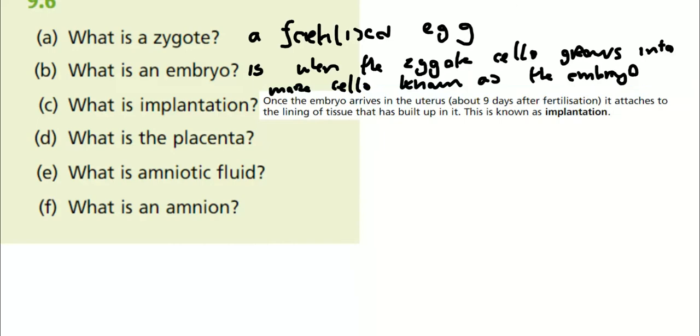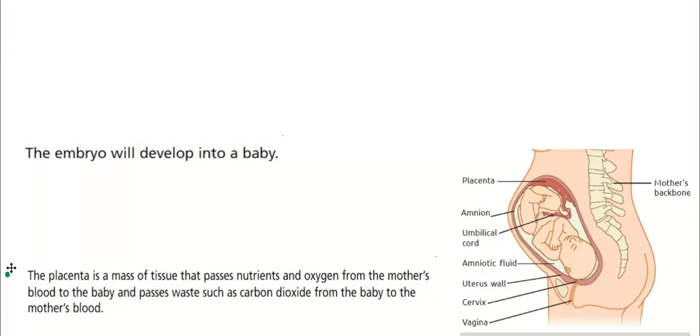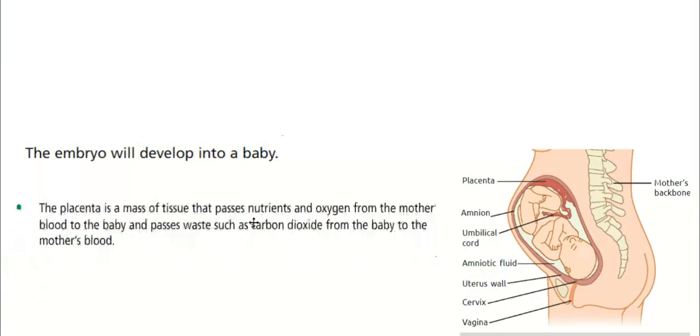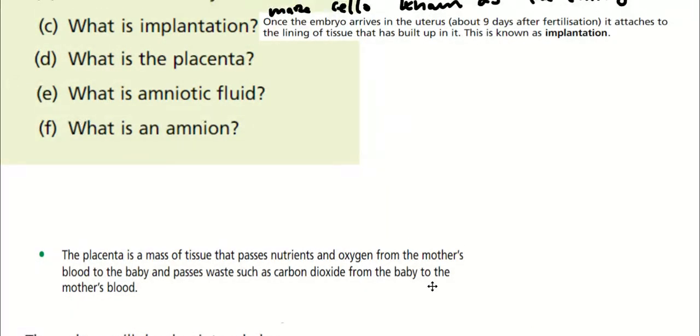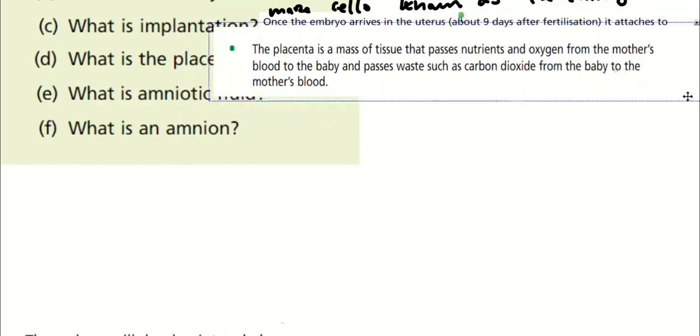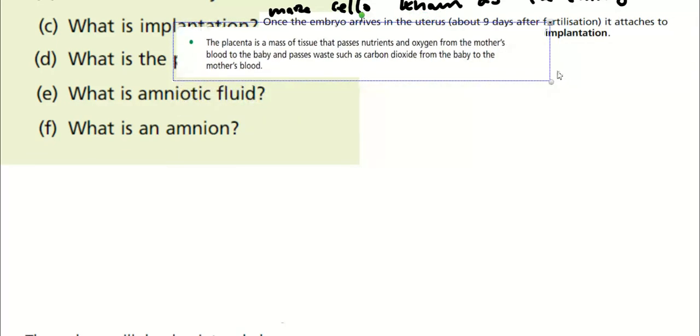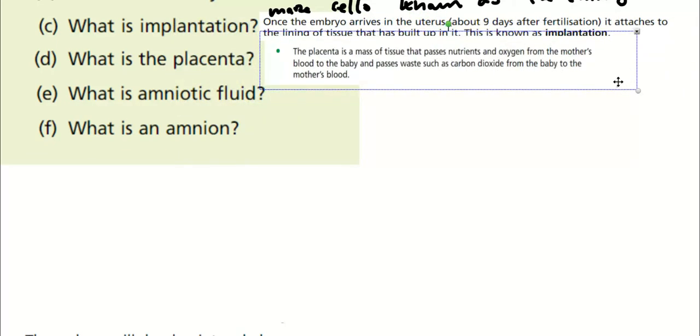Next one. What is the placenta? Well, the placenta is a mass of tissue that passes nutrients and oxygen from the mother's blood to the baby's, and passes waste such as carbon dioxide from the baby to the mother's blood. So that is the placenta. Basically all taken from the book, so it's just a matter of being able to find it.